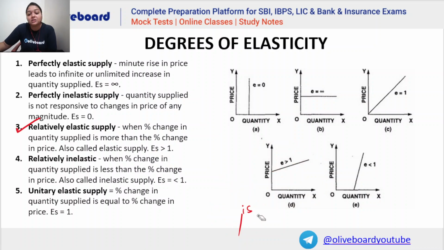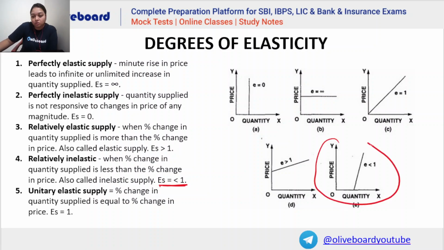So what is inelastic or relatively inelastic supply? Here the percent change in quantity supplied is lesser than the percent change in price. So ES is less than 1, this one. Can you see that the slope is more? You can also take down these small notes that I am writing, that in relatively inelastic supply, the supply curve has a higher slope, right?